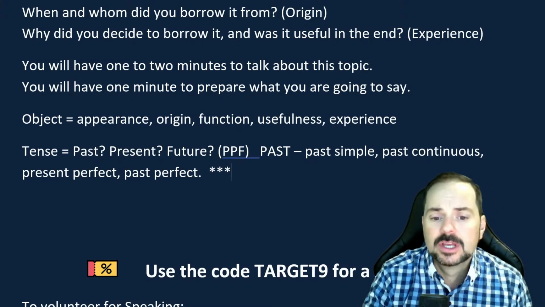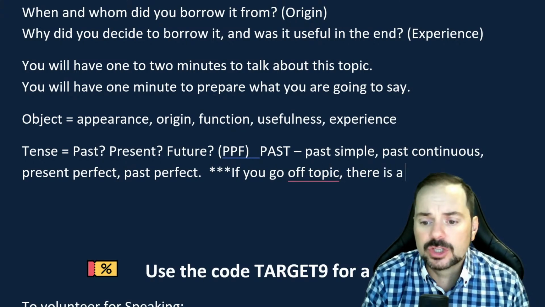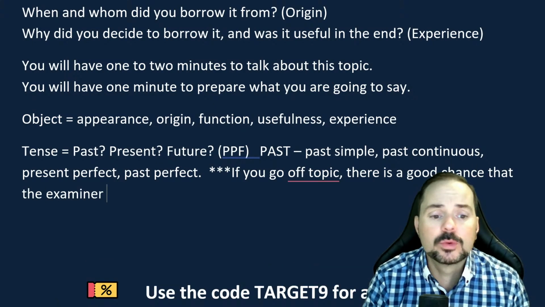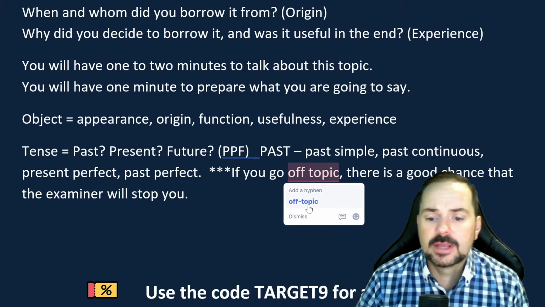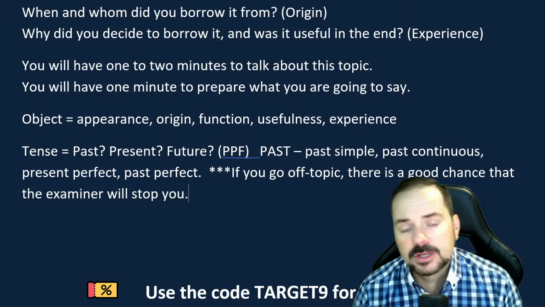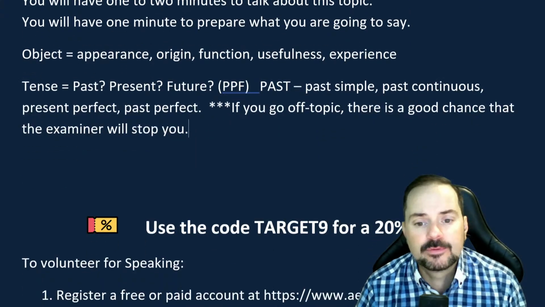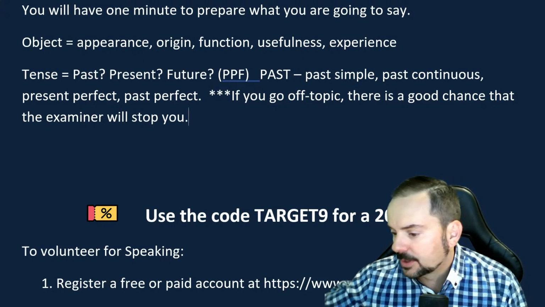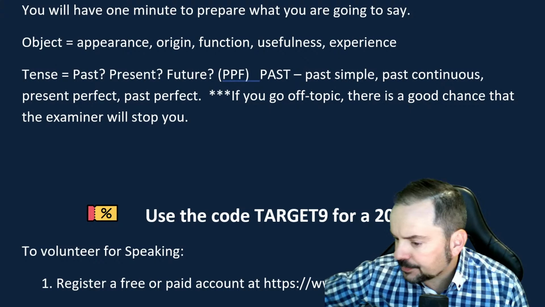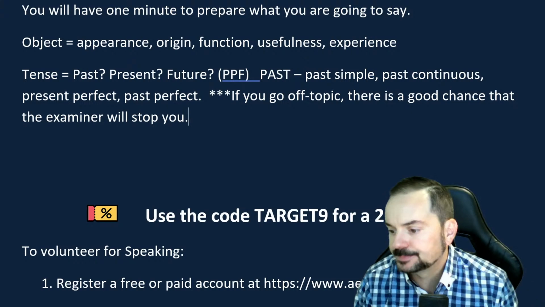So remember, students, if you go off topic, there's a good chance that the examiner will stop you. If you say, in the future, I plan to borrow a similar one, the examiner will say, okay, your time is up. They don't have time for irrelevant information. They've got a lot of candidates to examine, right? Try and keep this focused on the object; location and attendees are not so important here.